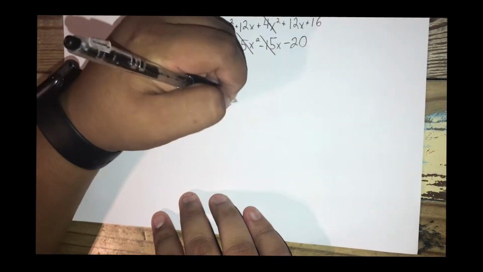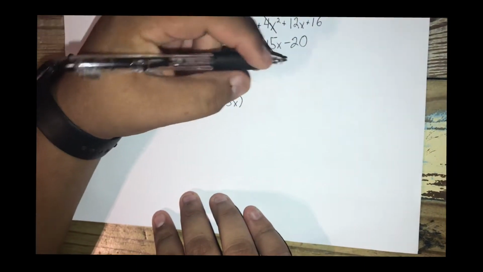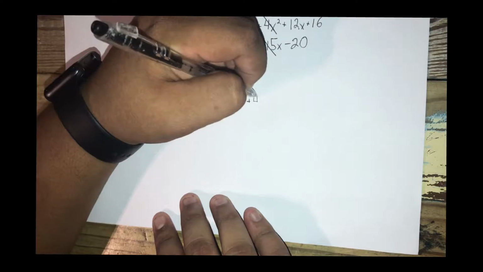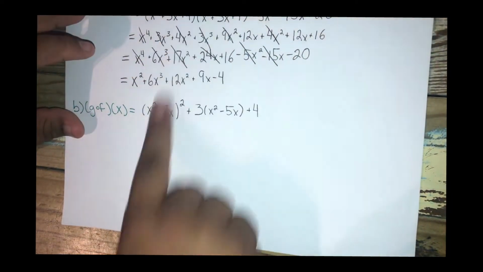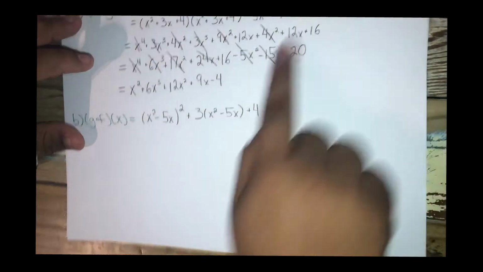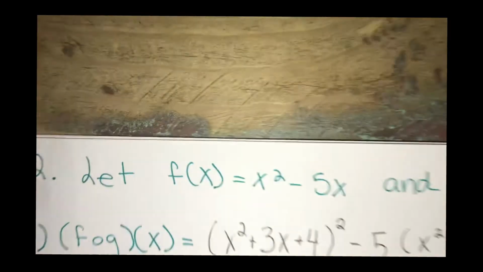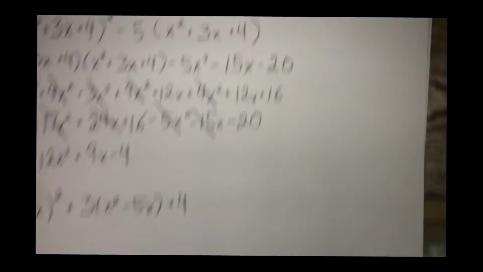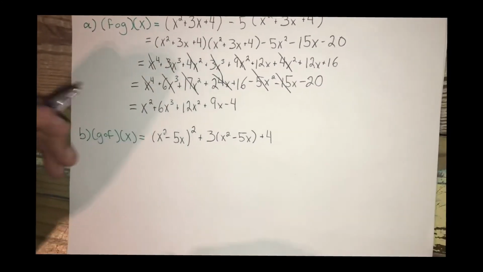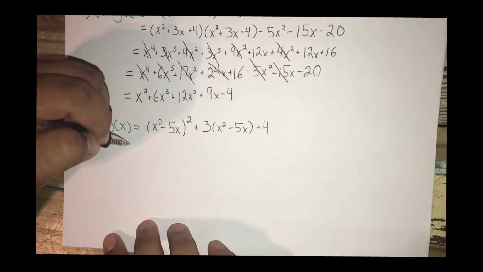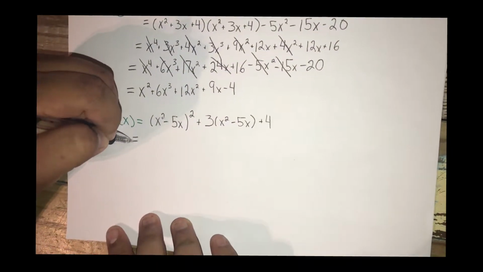So we're going to start it off, and you're going to put the first x, which is (x squared minus 5x) squared, because the function g of x has that in the first x, then plus 3 times x squared minus 5x again, because another x popped up. Then we just add the 4 at the end.